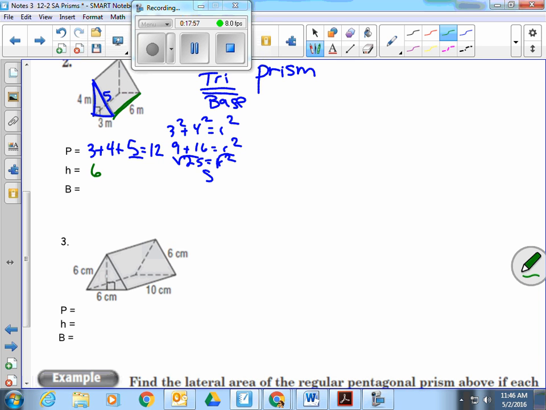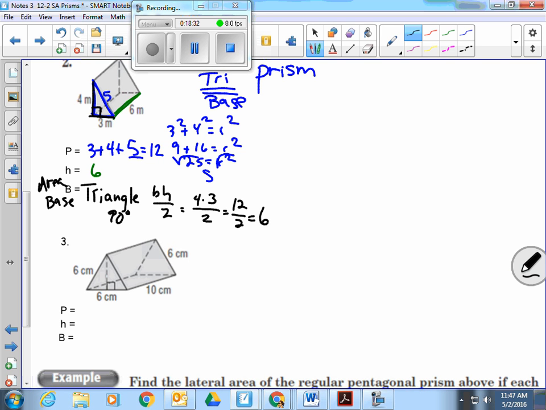Okay. Now I need to find the big B. Remember the big B says area of the base. What shape is my base? It's a triangle. How do I find the area of a triangle? Good. Base times height divided by 2. Remember from the last unit that you have to have 90 degrees, right? So here's my 90 degrees. My base and my height are going to be 4 and 3. Okay? 4 times 3 divided by 2, that's 12 divided by 2, which is 6.